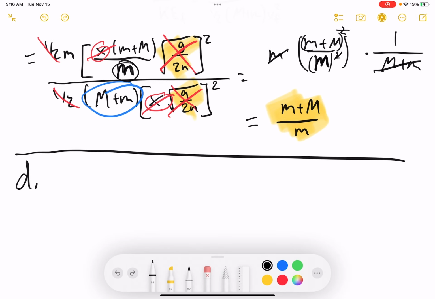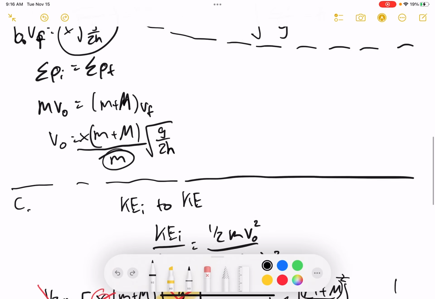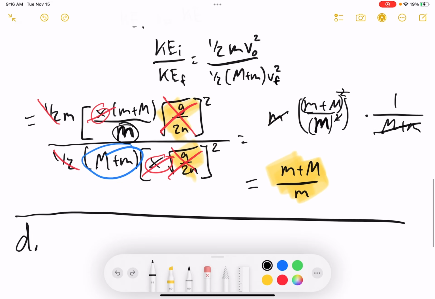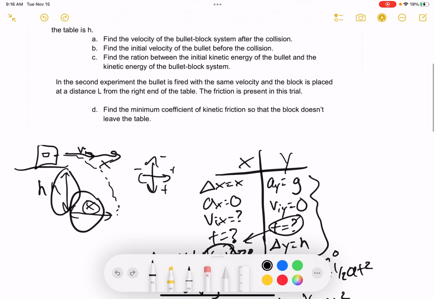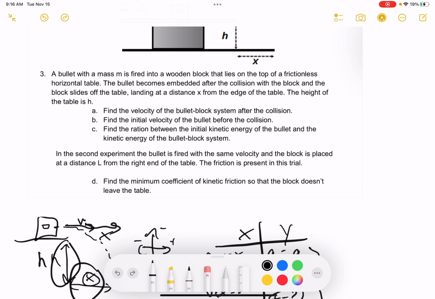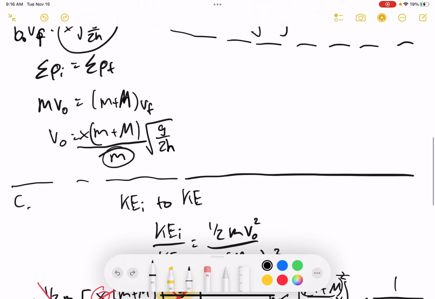Hello, so let's go ahead and look at part D, okay? We finished part C, so we're going ahead to part D. It says in a second experiment, the bullet is fired with the same velocity and the block is placed at a distance L from the right end of the table. Friction is present in this trial. Find the minimum coefficient of friction so that the block doesn't leave the table, okay?